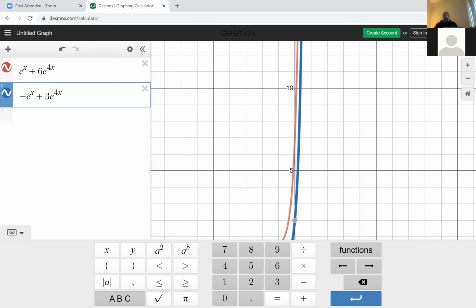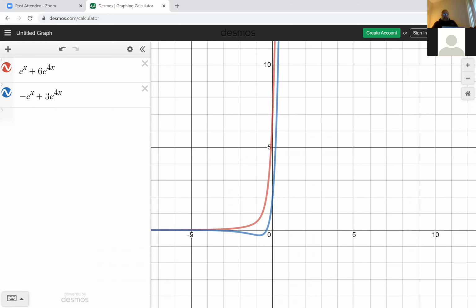Cool. And there they are. They're being graphed one versus another, I guess. You look at that. Isn't that exciting? At 0, it's equal to 2. Yep. At 0, it's equal to 7. Yay. That's cool.